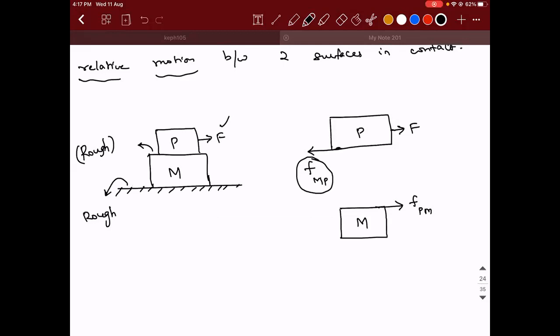You're able to understand what I'm trying to say, guys? Means friction doesn't exist as a single source. It exists in a pair. If I call this the action, then this is called the reaction. So friction always exists as an action reaction pair. Are you able to understand till this point? Yes, sir. Am I clear?